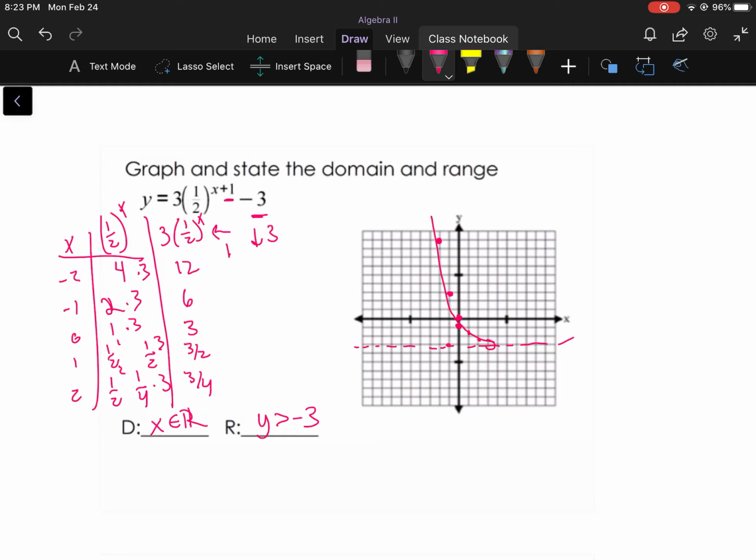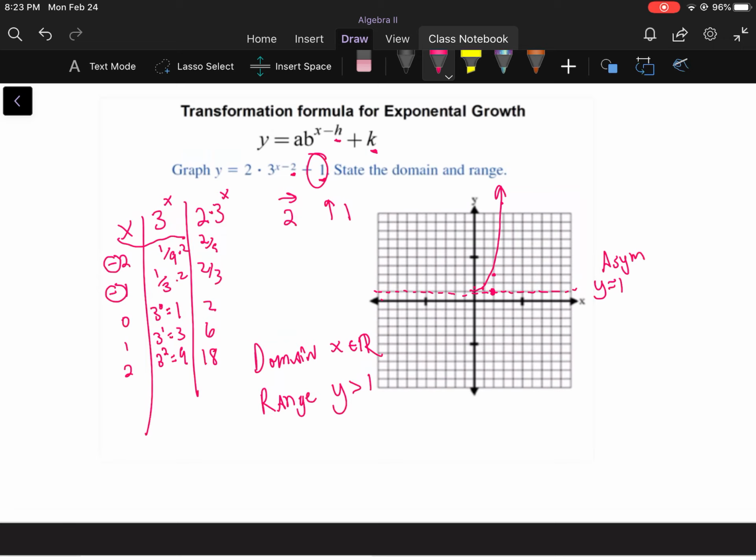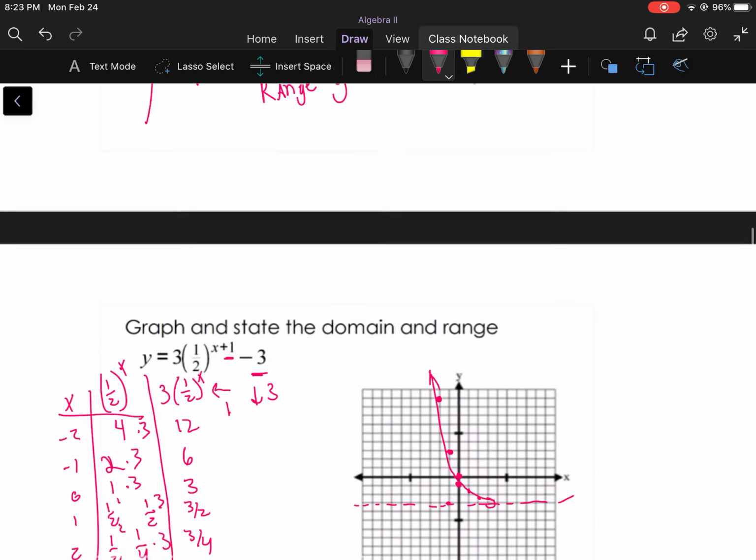So, looks a little bit different. Exponential decay starts off big and starts crashing down and gets smaller and smaller and smaller. Exponential growth starts off smaller and gets bigger and bigger and bigger.